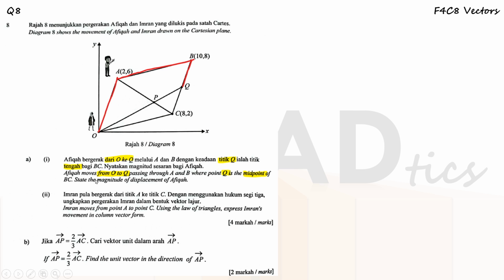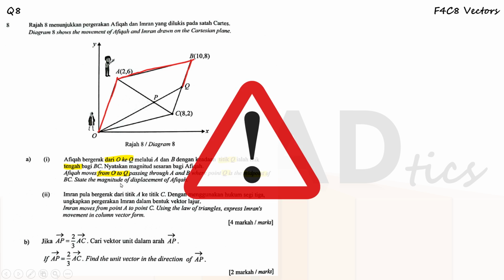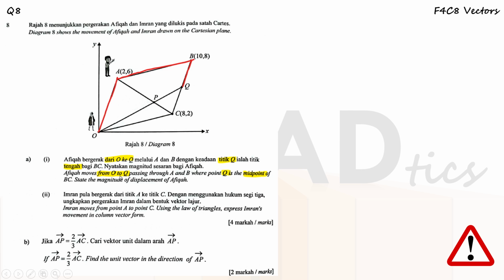Okay, so we need to find the magnitude of displacement of Afika. So the magnitude here actually means the length. But the length of what? Displacement. Displacement means the distance between the starting point and the ending point. So we don't need to find the distance from O to A to B, B to Q. No need. We just need to focus on the starting point, which is O, and the ending point Q's distance, which is here. So this is the line we need to focus on, not the one I have drawn just now.